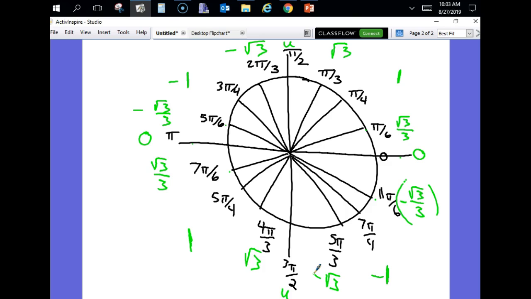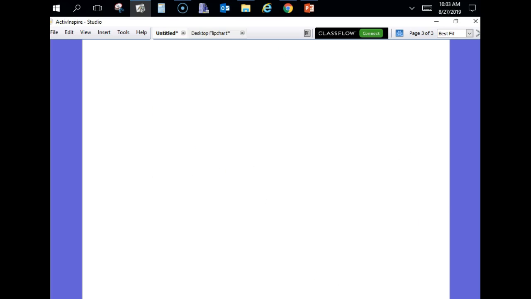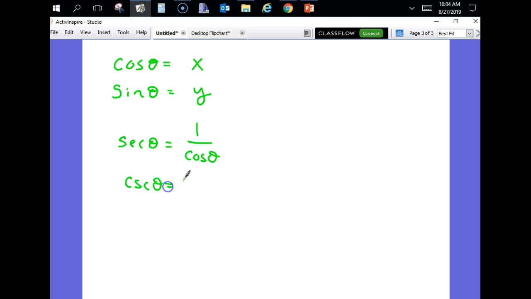Okay. So, what else do we need to know? We wrote this yesterday, right? Cosine gives you the what value? X value. And sine gives you the y value. Okay. We also talked about how secant is the reciprocal of cosine, right? And cosecant is the reciprocal of sine.